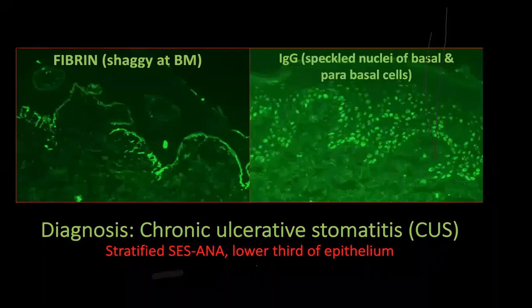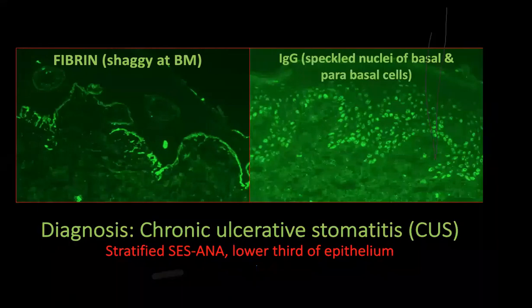And so the biopsy was taken, and histologically it did present as a lichenoid mucositis, but it was the immunofluorescence that nailed the diagnosis. So fibrin presented just like one would expect in a lichenoid mucositis, as a shaggy deposit at the basement membrane. But what really took the cake was the immunoglobulin G, and it decorated the nuclei of the immediate suprabasal cells. And so you know what the diagnosis is, it's right over there. So antibodies to stratified squamous epithelium nuclei in the lower third of the epithelium with this kind of a direct immunofluorescence presentation is characteristic for chronic ulcerative stomatitis.